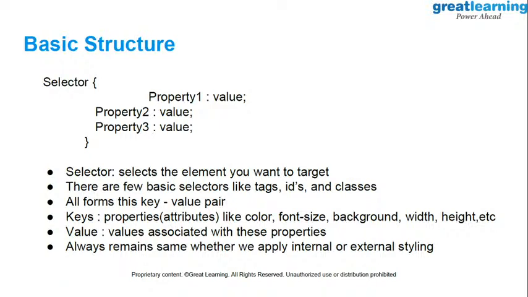There are a few basic selectors like tags, IDs and classes. All of them form key-value pairs, like we have seen above. There will be a key and then its value. Some of the keys can be, let's suppose, color, font size, background, width, height. These are all keys, and then their values are associated with each property. Font size is in pixels, background color is a hexadecimal number or a name like red, height can be in percentage, and color can be red, green, blue, all those things.